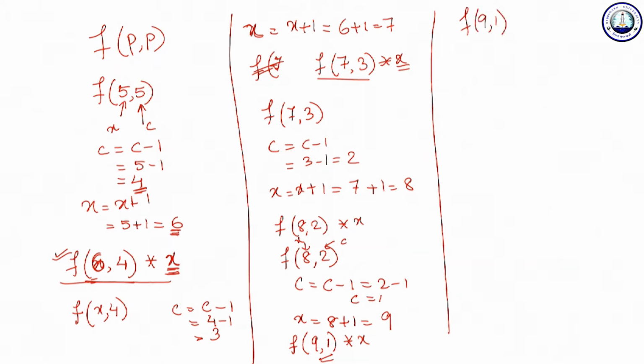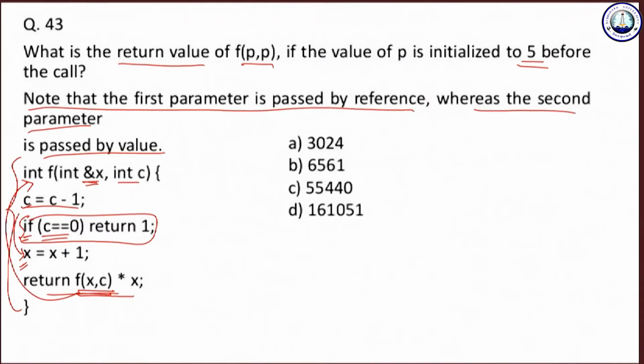So, f of 9 comma 1, your c is equal to c minus 1, that is 1 minus 1, which is 0. So, now your c is equal to 0. When c is 0, what will we return? We will return 1.